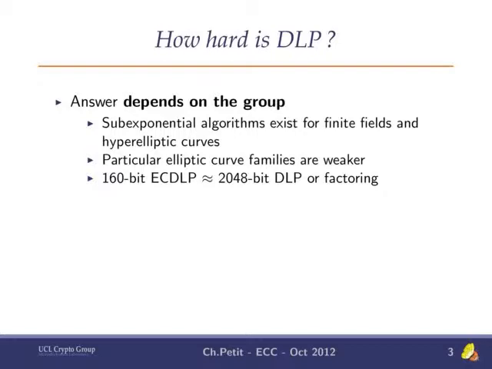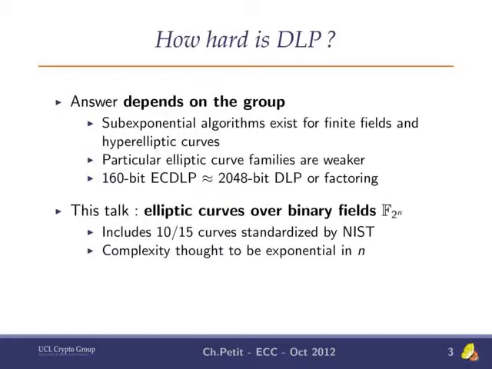That means that in practice, if you want some security level, you have to take larger parameters for DLP than for ECDLP, more or less 160 bits for like 1,000 or 2,000 bits for DLP.